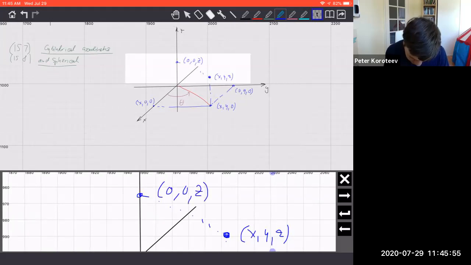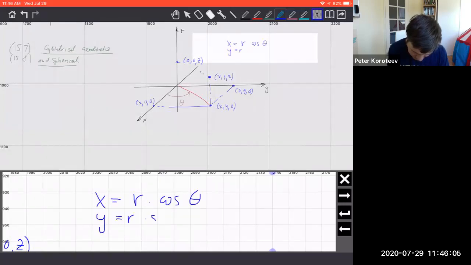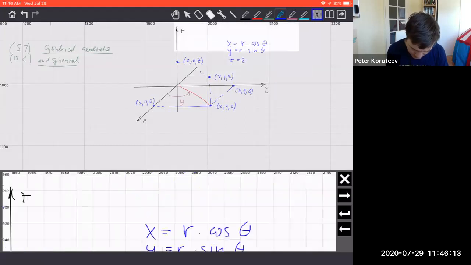So the change of variable goes like this, right? z does not change, and then you just say that x is equal to r times cosine theta, y is equal to r times sine theta, and z is equal to z. So z does not change. So that's how to go from Cartesian into cylindrical.